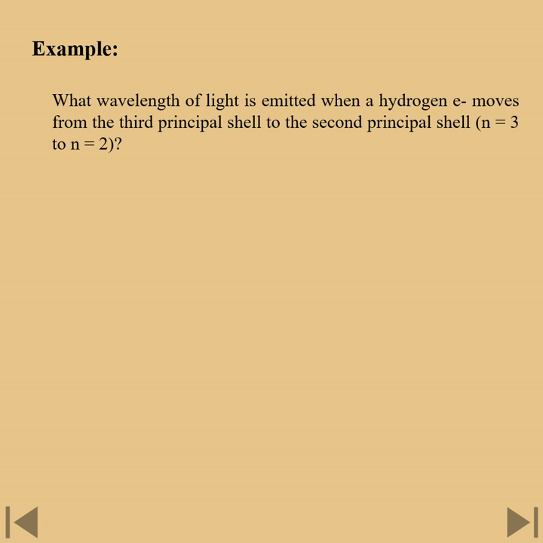Okay, let's look at an example to see what we might be doing with this. We're asked what wavelength of light is emitted when a hydrogen electron moves from the third principal shell to the second principal shell. Well, the third principal shell is n equals 3, the second principal shell is n equals 2. Okay, what wavelength of light? Well, we only have one equation with wavelength, and that's lambda nu is equal to c. Let's solve for lambda. Do we have nu? No, we're going to get that from the energy equation, where delta E is equal to h nu. Let's solve for nu.